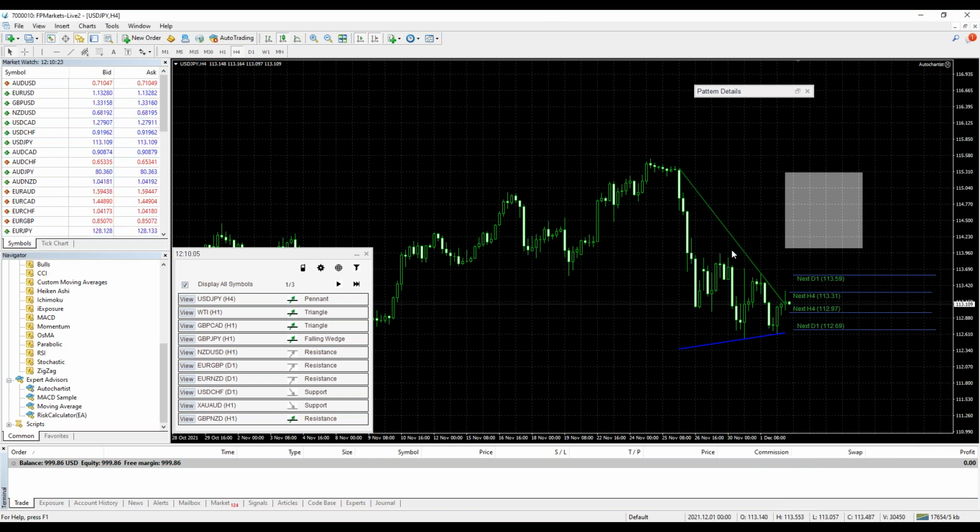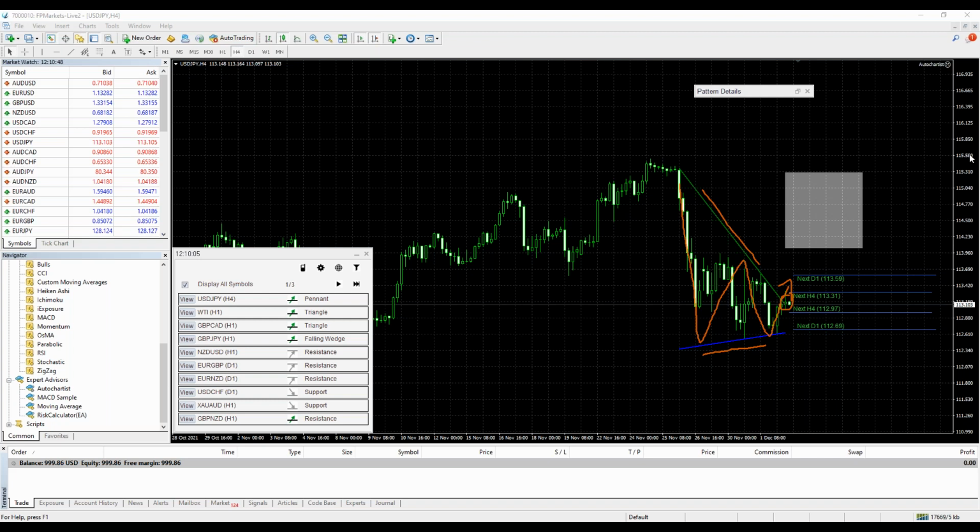So you can see here that Autochartist draws for you the support and resistance level that it identified, and then you can see the breakout. Let me highlight those for you. So here's the resistance level, here's the support level, and here's the breakout. So you can see that the price moved between those lines, right? And now it's broken through those levels.